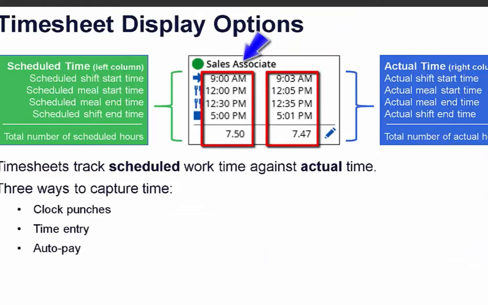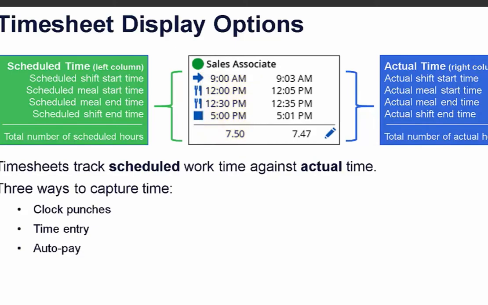Two columns display in each cell beneath the position. The left column lists the scheduled time, or when an employee is supposed to work based on their schedule. This column can only be edited in schedules. The right column lists the actual time, which records the time that is used to calculate the employee's pay. Actual time can be added, removed, and modified in timesheets.